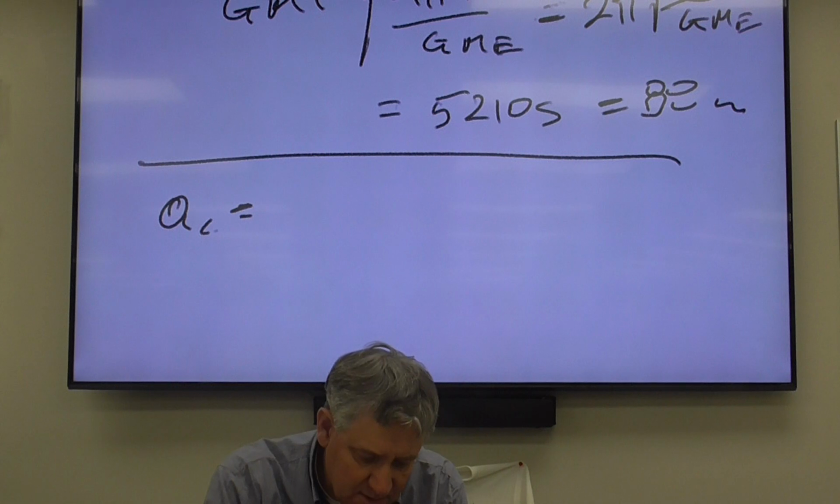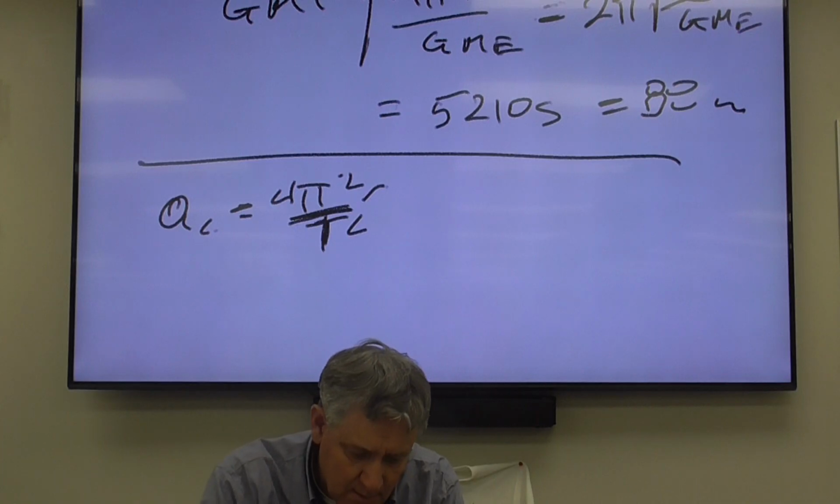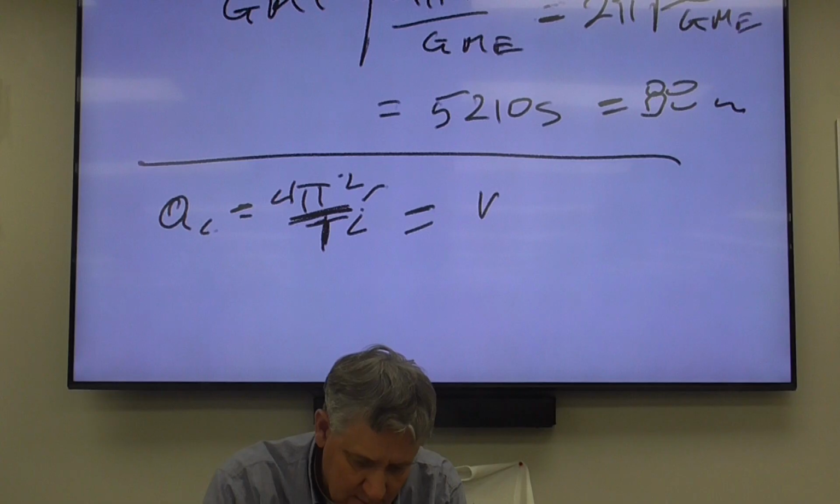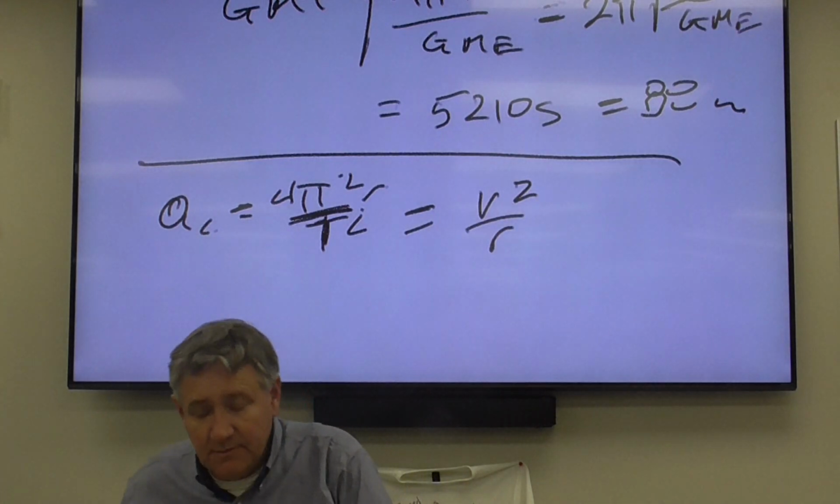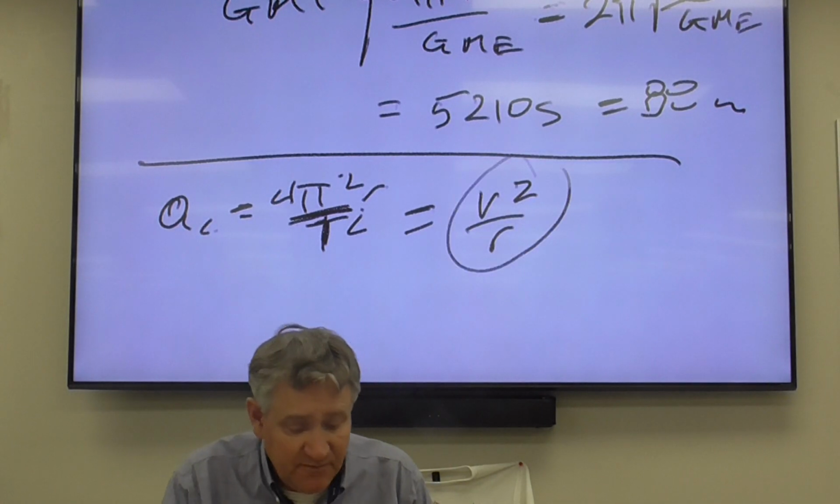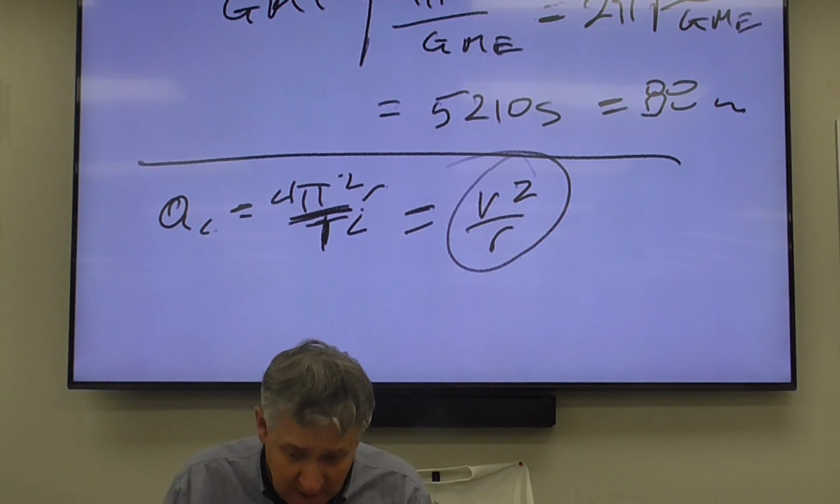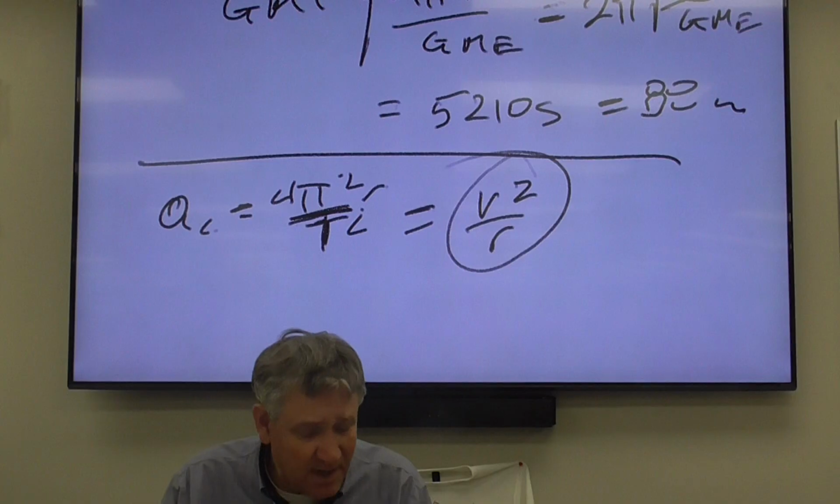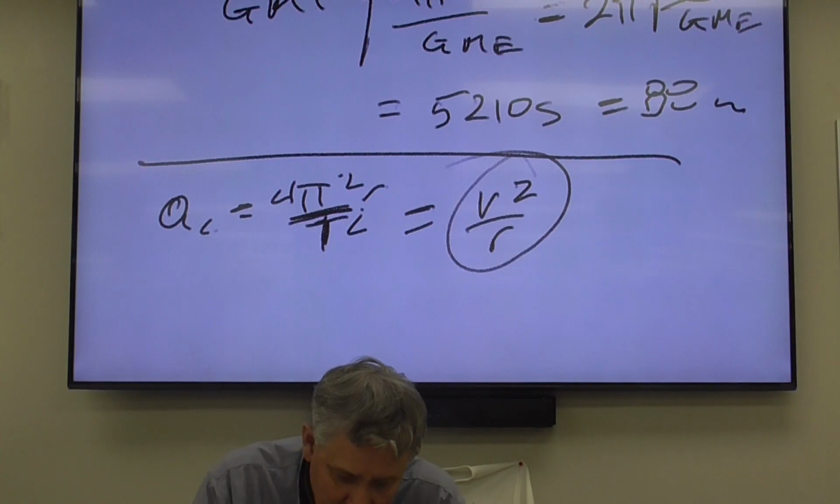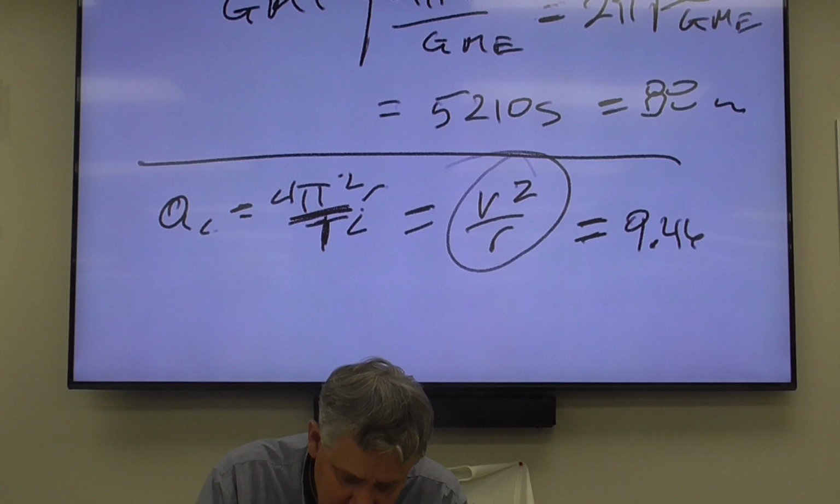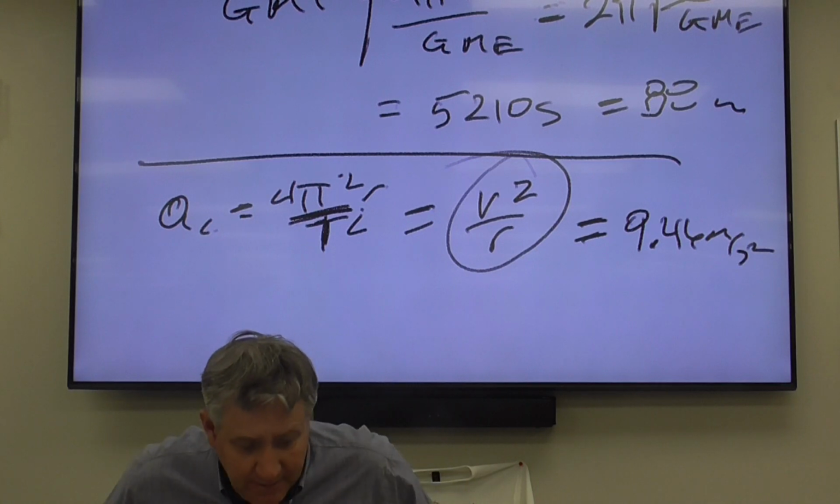You could use 4 pi squared r over t squared, or you could use v squared over r. Personally, I did the v squared over r because that was a little bit simpler. You didn't have to deal with the 4 pi's. You're going to get the same answer either way. So if you do this, you get 9.46 meters per second squared.